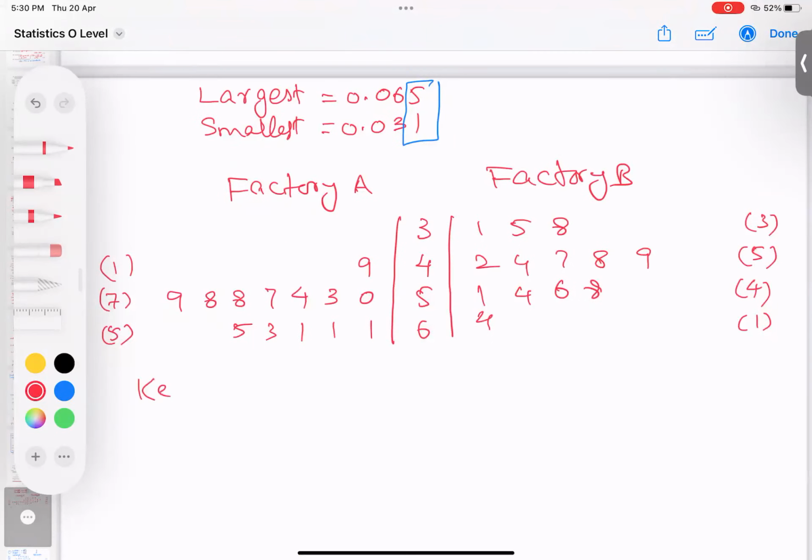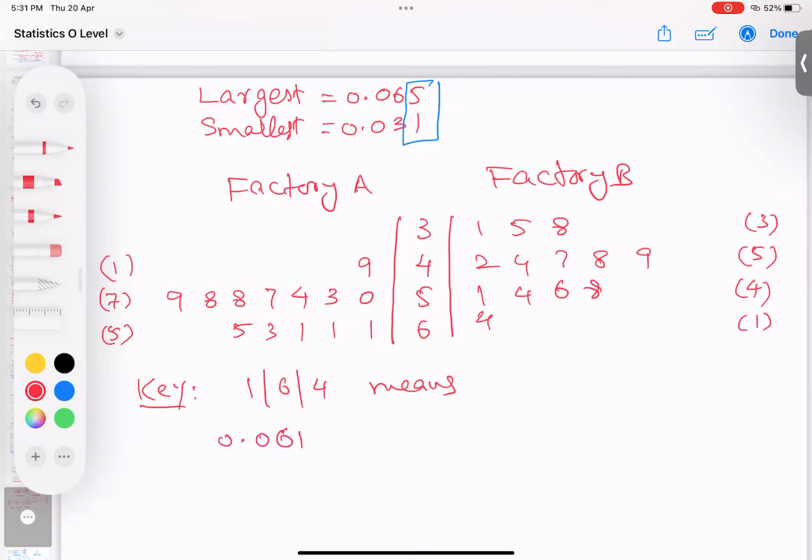Now I'm writing the key. I take 164. 1/6/4 means. Okay, what is this? How to write this one, students? You know it. You can see the key in the top.